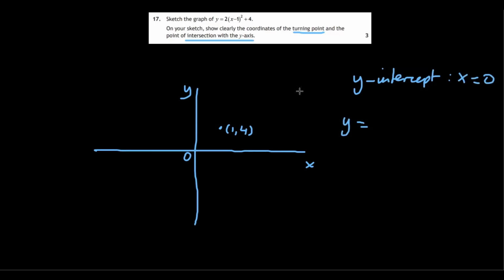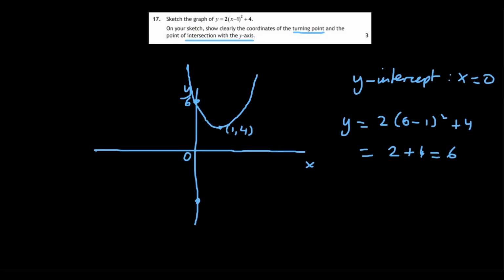So that would become y equals 2 times (0 minus 1) squared plus 4. So that would just be 1 squared. So you get 2 plus 4 equals 6. And that would be the y-intercept. So we can see that it would go like this because it has to cross 6 on the y-axis. If we got a negative y-intercept, then it would just go like that instead.